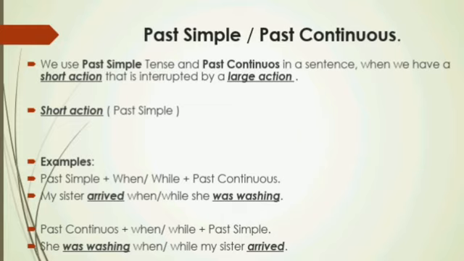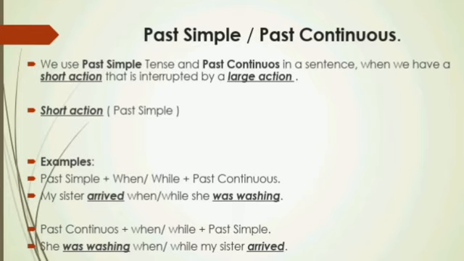We can use the structure past simple plus when or while plus past continuous. Example, my sister arrived when or while she was washing. In the first sentence, we can see the main verb in past. Later, we use when or while. And last one, we have the sentence using past continuous.